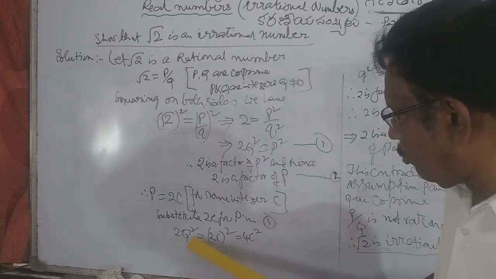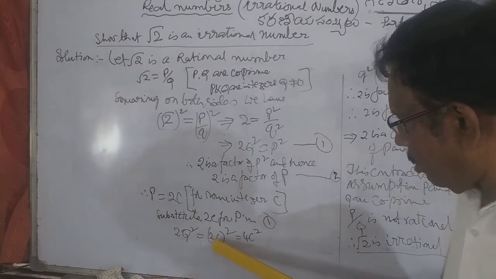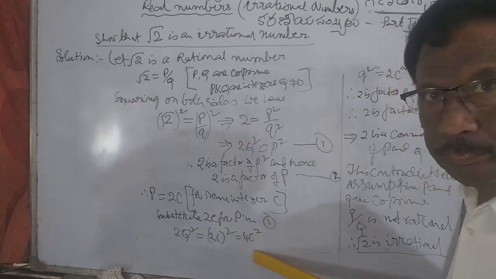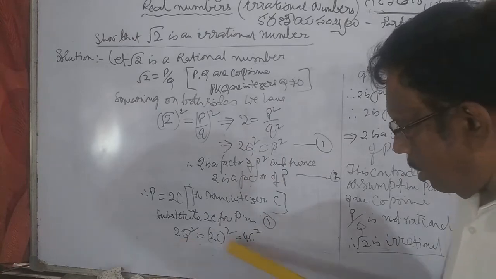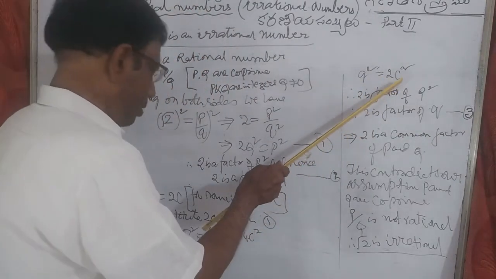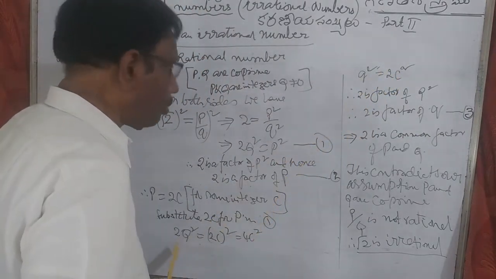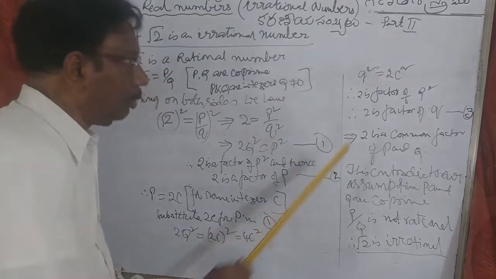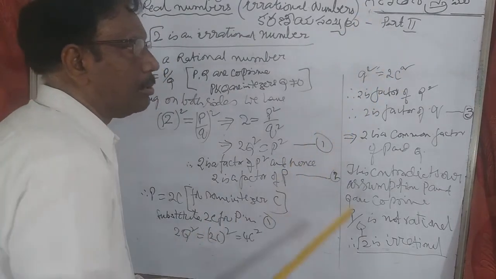Then 2q square, the same equation, is equal to, instead of p we write 2c, so p square is 2c whole square, that is equal to 4c square. Understand? So 2q square is equal to 4c square. Dividing both sides by 2, we have q square is equal to 2c square.